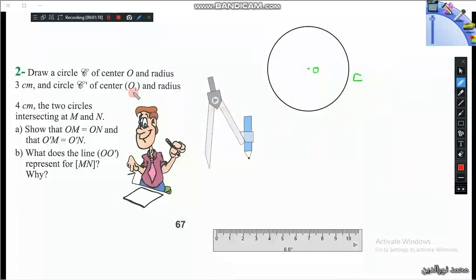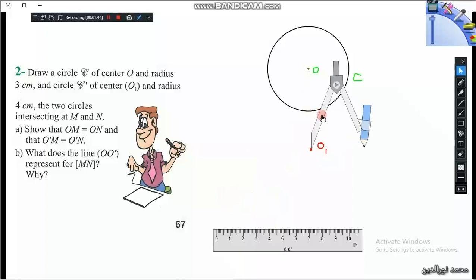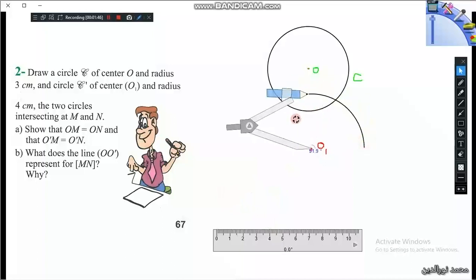And then we have to draw another circle of center O1. So we put the center here and it's the O1, and then we open the compass 4 centimeters. So we count from the zero to 4 centimeters, and then we draw the other circle.